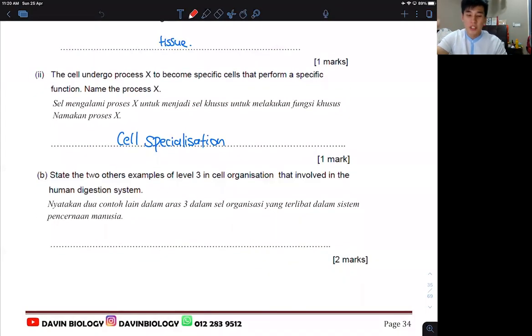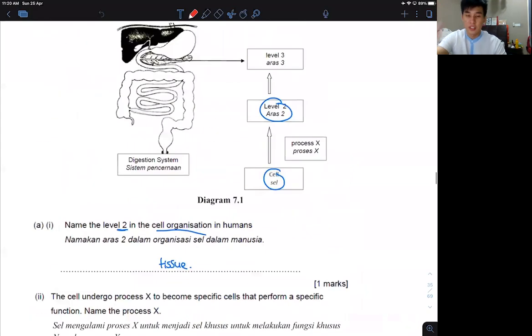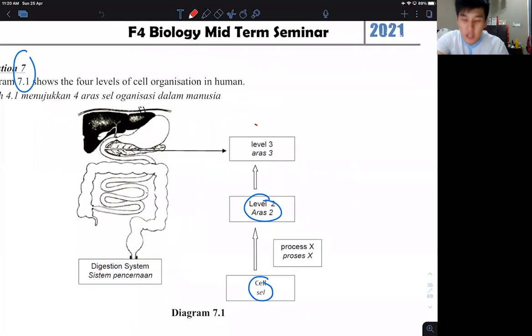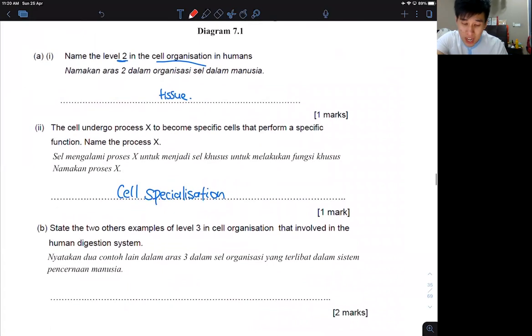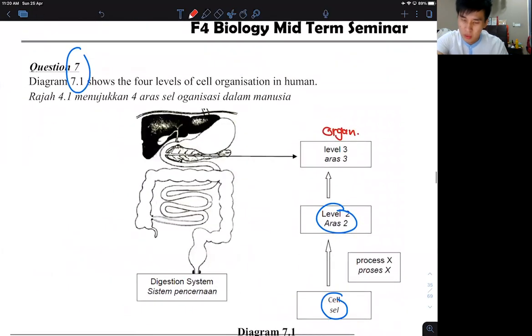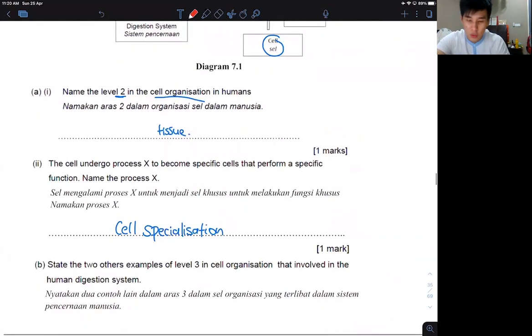Two other examples of level three in cell organization involved in a human digestive system. So after tissue already is organ, right? So they want two other examples. So here already we have pancreas. So other example, stomach, small intestine, large intestine. You can say all these. Yeah, duodenum is part of the small intestine. So we say small intestine, large intestine, liver. We've got so many over here.